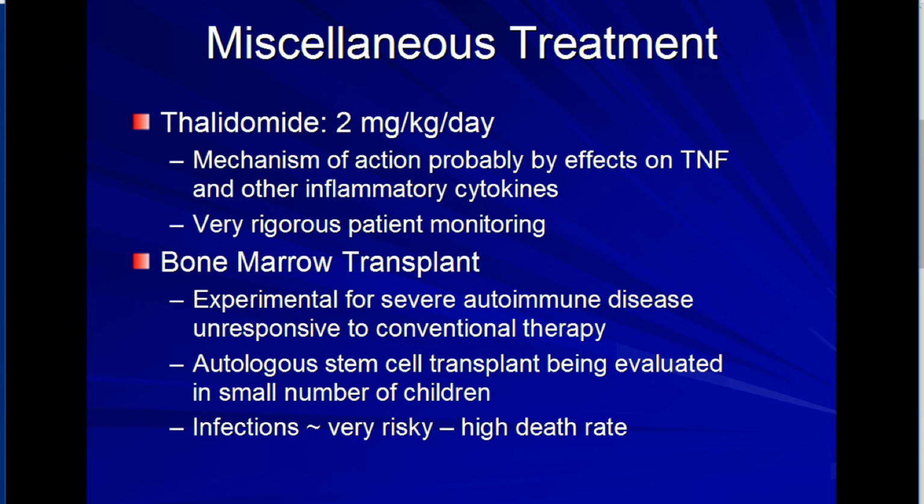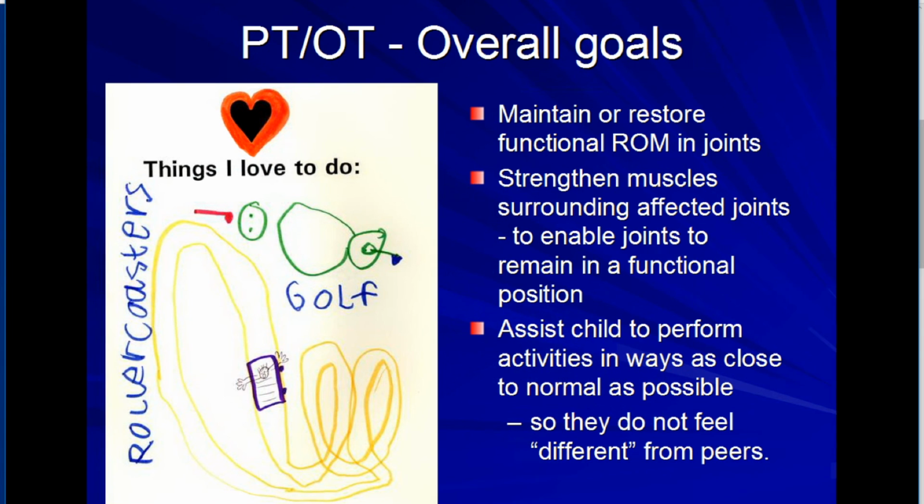So miscellaneous treatments that are not being used that often. Thalidomide is actually used. Bone marrow transplants, very experimental. Stem cell transplants sometimes, to reset the immune system completely in some of these kids so that they no longer have the condition. Physical therapy, obviously used for people who have affected joints who become deconditioned.